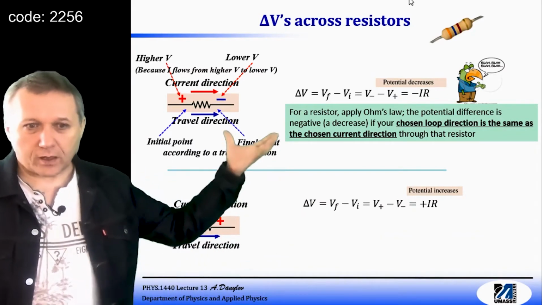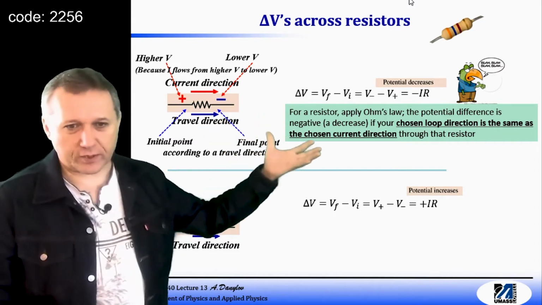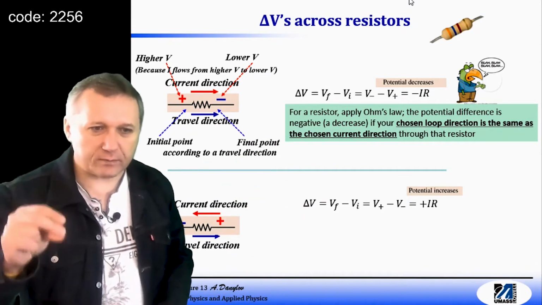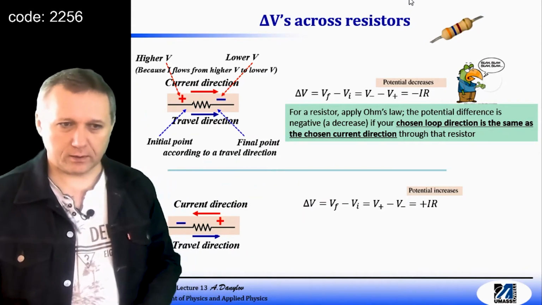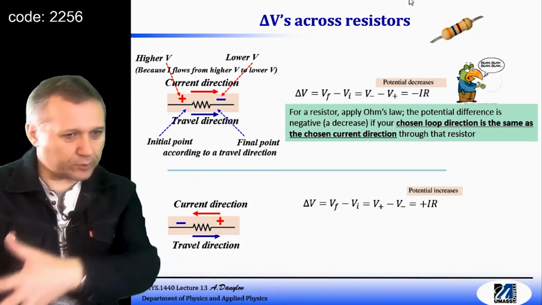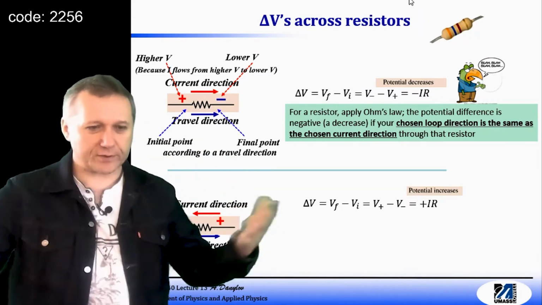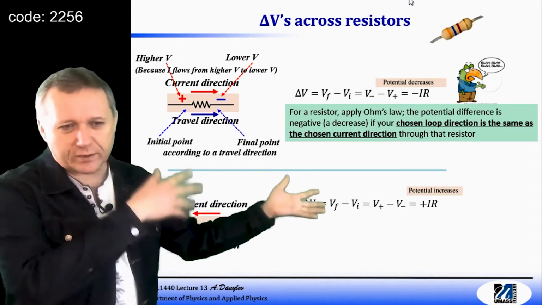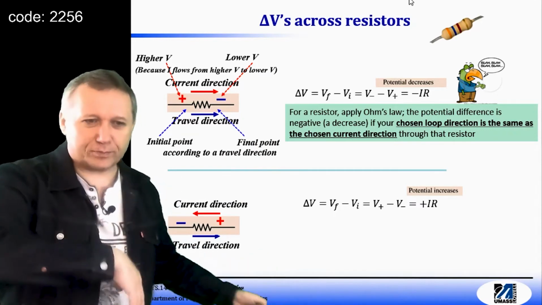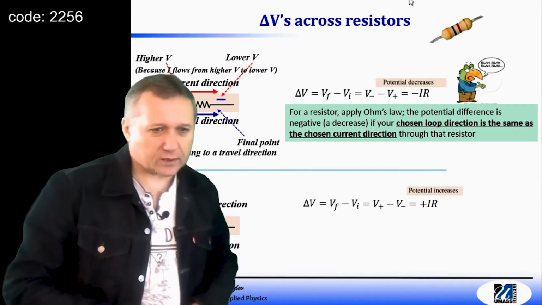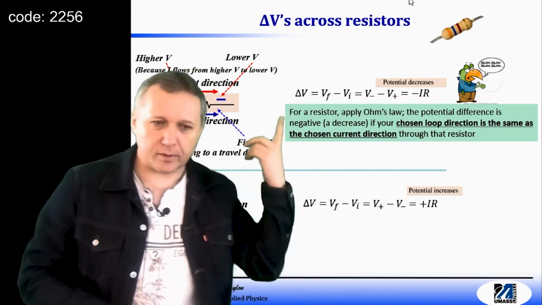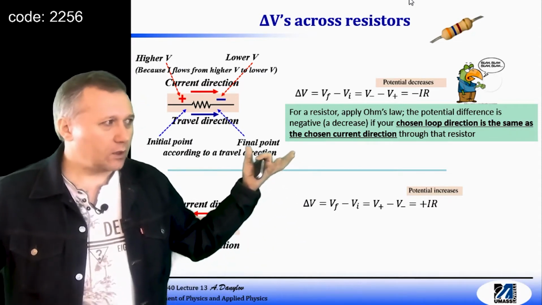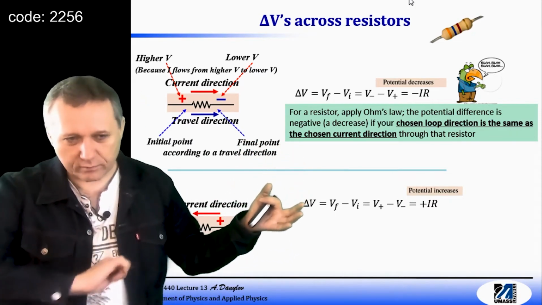And once you practice a few times, using your own rules or these rules, the process of writing the loop equation becomes trivial. It's very simple: the same direction, negative contribution; opposite directions, positive contribution. For batteries, from minus to plus, it's a plus EMF; from plus to minus, minus EMF. So if you practice a few times, it's easy to remember these rules. They're quite simple, and you can write the equation within 20 seconds.